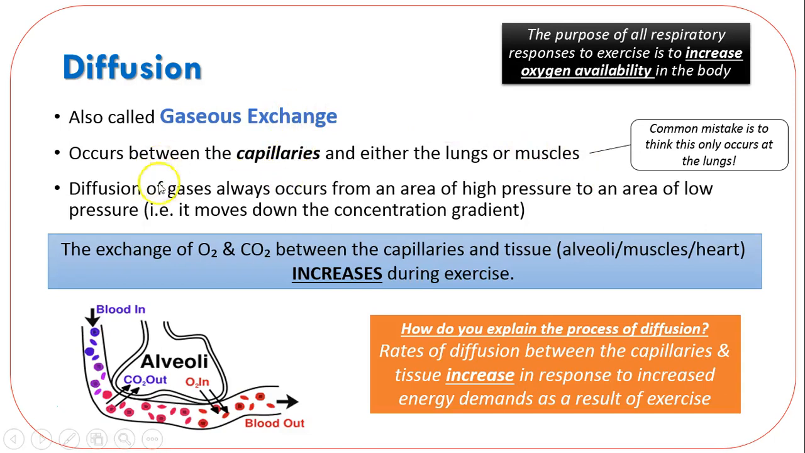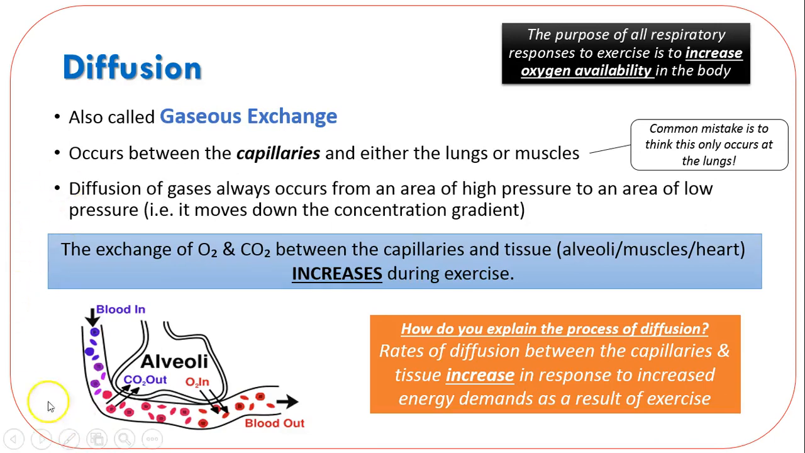Okay, so with diffusion, gases always move from areas of high pressure to areas of low pressure, so gases move down a concentration gradient. The exchange of oxygen and carbon dioxide between capillaries and the alveoli increases during exercise. So in terms of an answer, how you would explain the process of diffusion is that rates of diffusion between the capillaries and the alveoli increase in response to increased energy demands as a result of exercise.